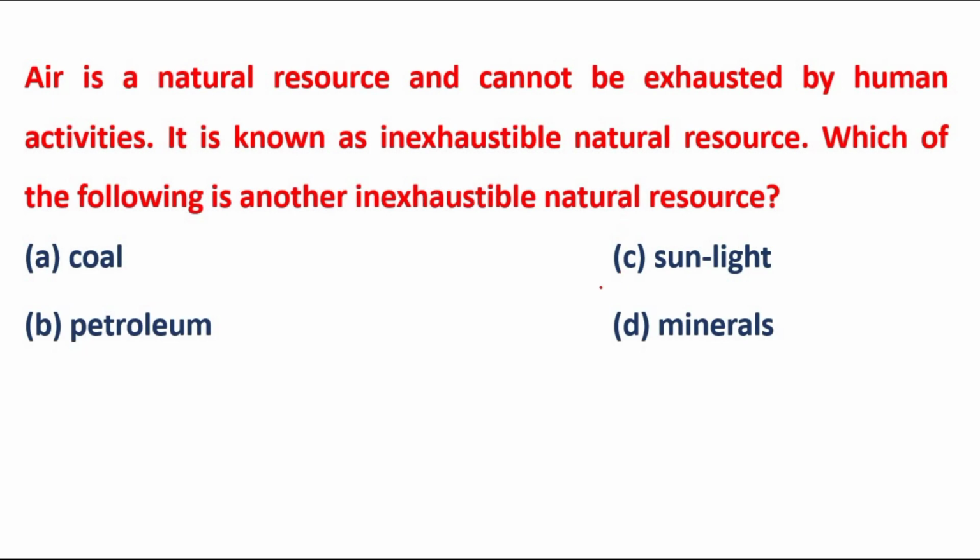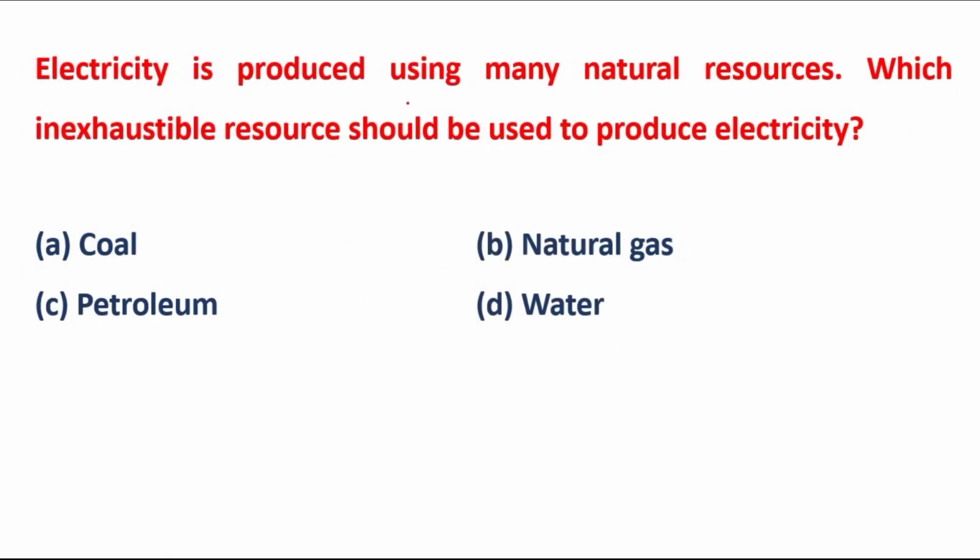Coal is an example of exhaustible natural resource. Petroleum is an example of exhaustible natural resource. Sunlight is an example of inexhaustible natural resource. Therefore, the correct answer is option C. Minerals also is an example of exhaustible natural resource. The correct answer for this question is option C, sunlight.